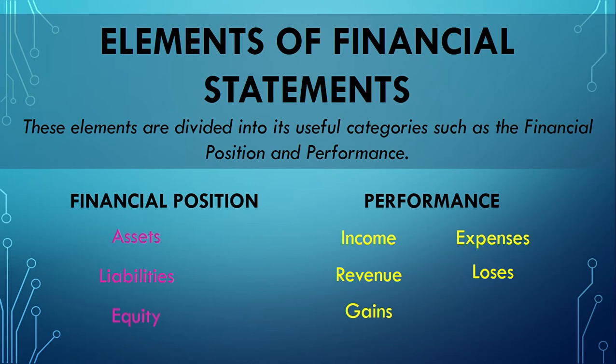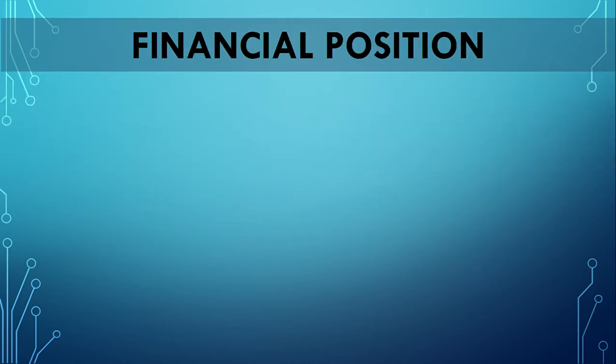Ano-ano yung mga accounts under each element? The first element is financial position, referring to assets, liabilities, and equity. For the element of performance of financial statements, we have income, revenue, gains, expenses, and losses. These are the accounts that we have to consider when we prepare the statement of financial position and the income statement. Okay, let's proceed with the discussion of each account under the elements of financial position.